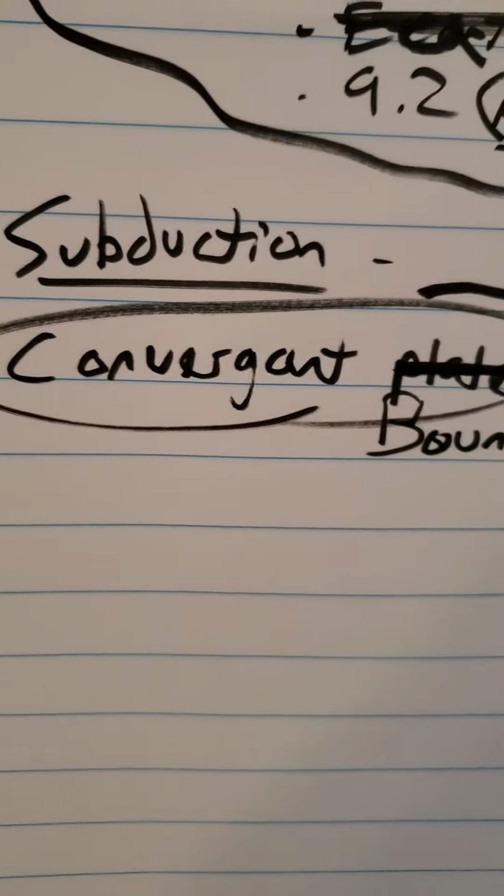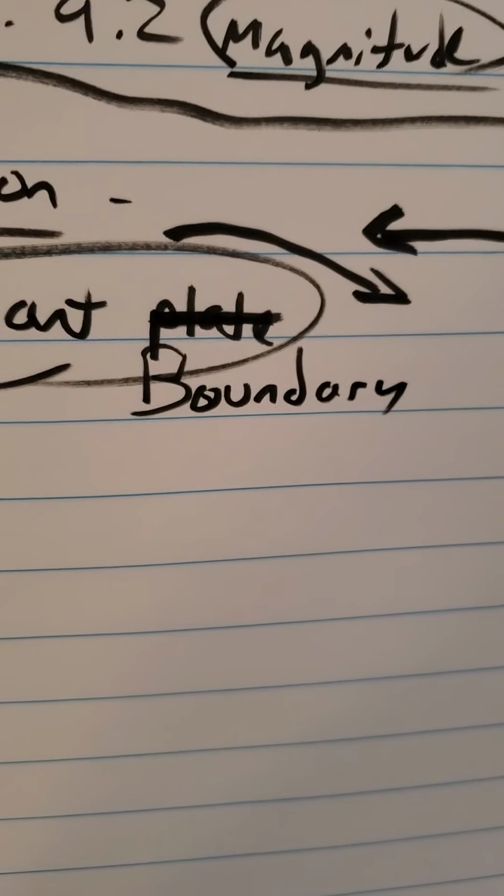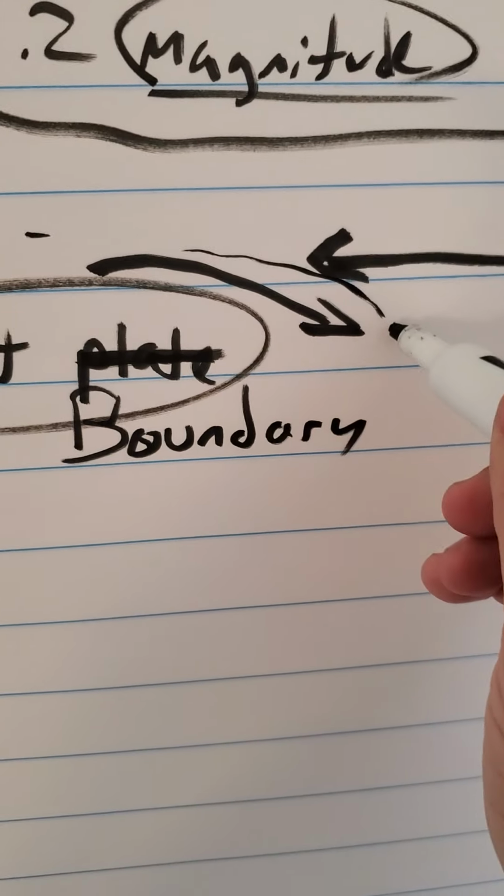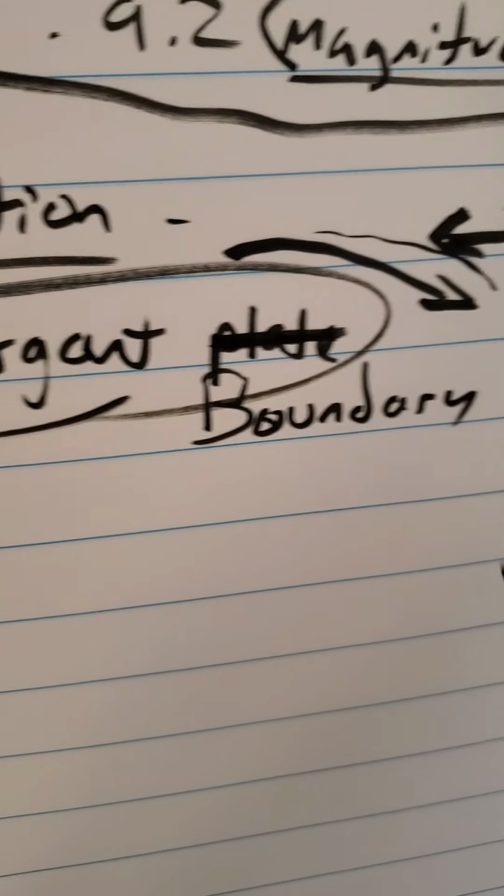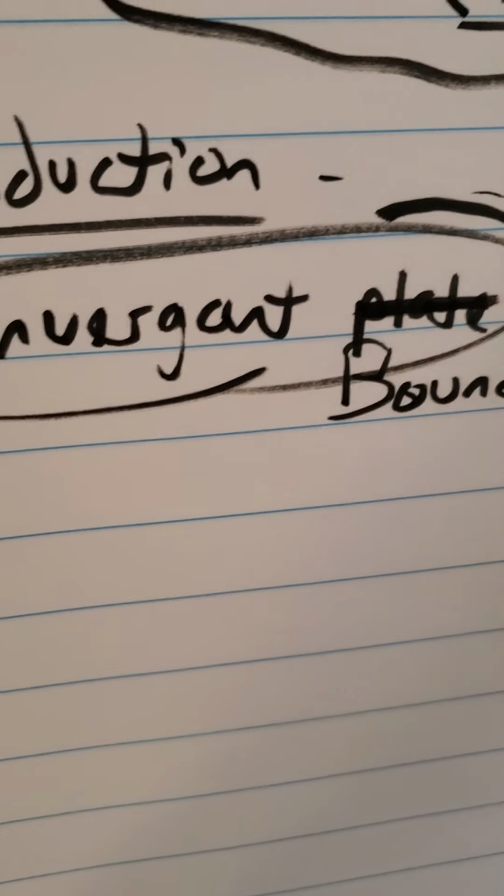We have a convergent, not plate, but convergent boundary. So this would be a plate there, but the boundary is actually where those two kind of meet up, okay?